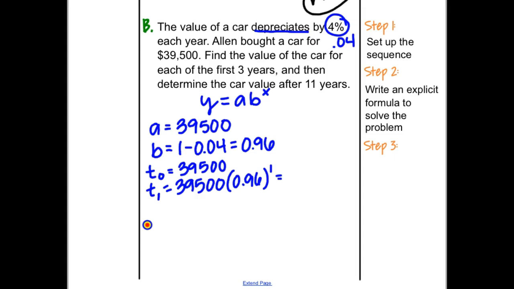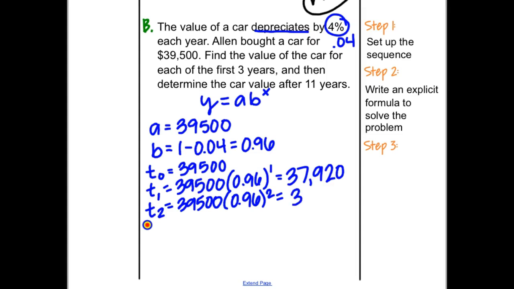And when we do that, we get $37,920. And then to find the second year, we're going to take our original 39,500 times 0.96 to the second power. Yes, you could also take your $37,920 times 0.96 again, which we're going to get to in a minute. So you get $36,403.20. By the way, you have to use the explicit formula to solve a problem, which is what we're doing.